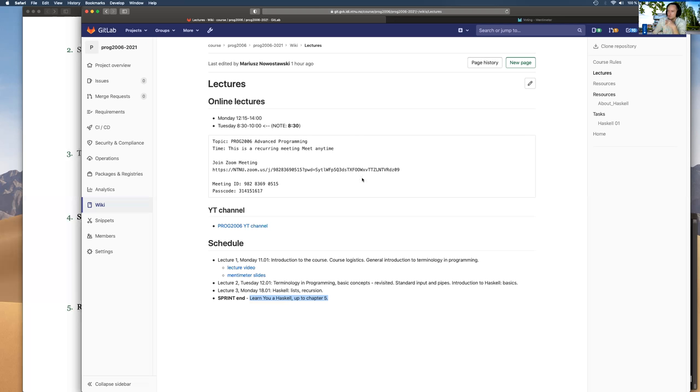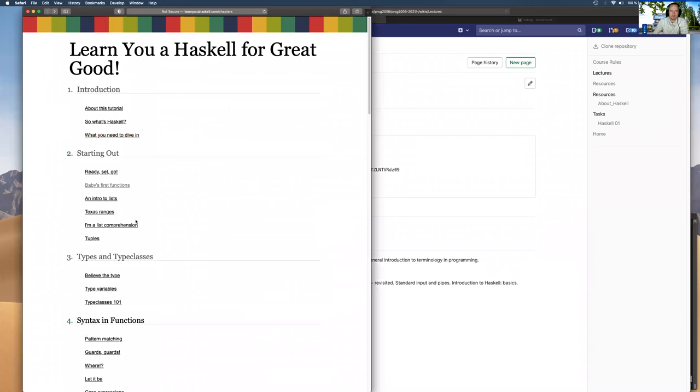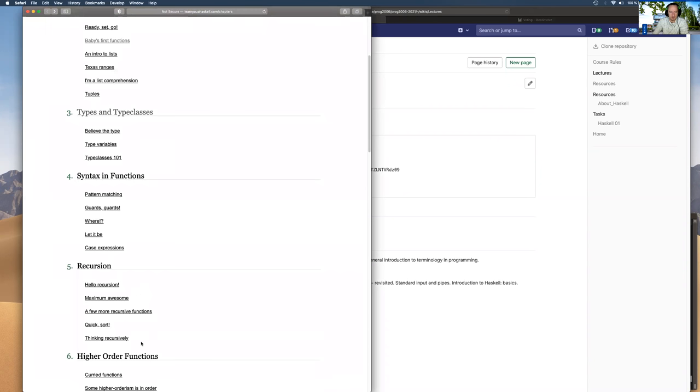So that's all from me. If there are questions, please post them in the chat or in the issue tracker, and we reconvene next Monday. We will start with Haskell, and we basically follow this book. We will start from the beginning all the way to the end of chapter 5.